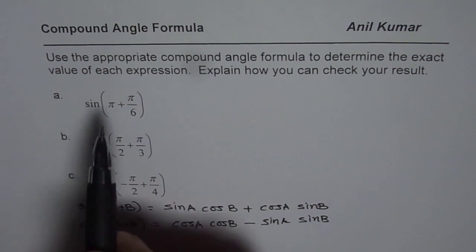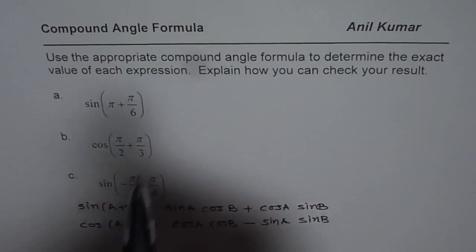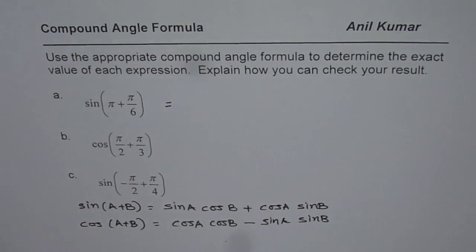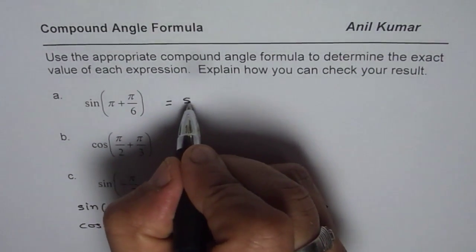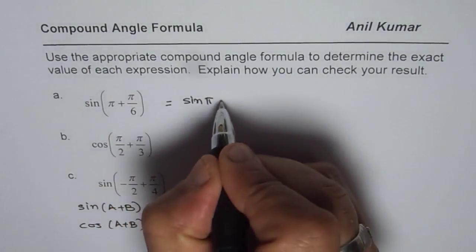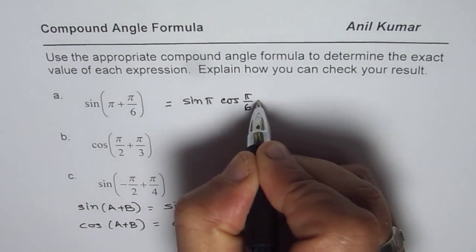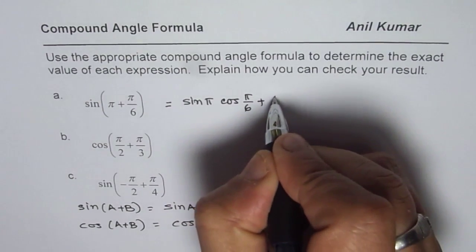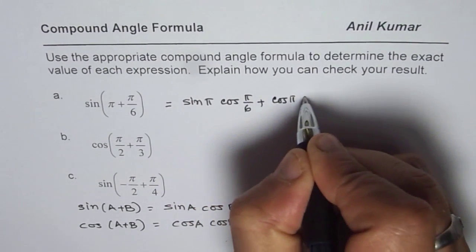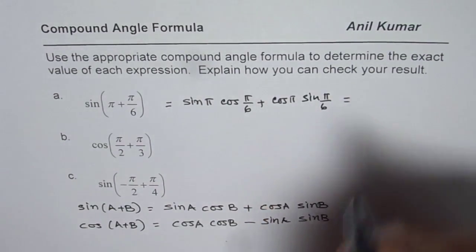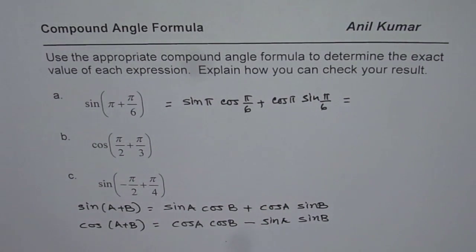So we have sine pi plus pi by 6. Let us expand using the formula A plus B, right? So it is sine A cos B, that means sine of pi, cos of pi by 6, plus cos A sine B, cos of pi, sine of pi by 6, equals to what? Now you don't have to use a calculator for all these, right?